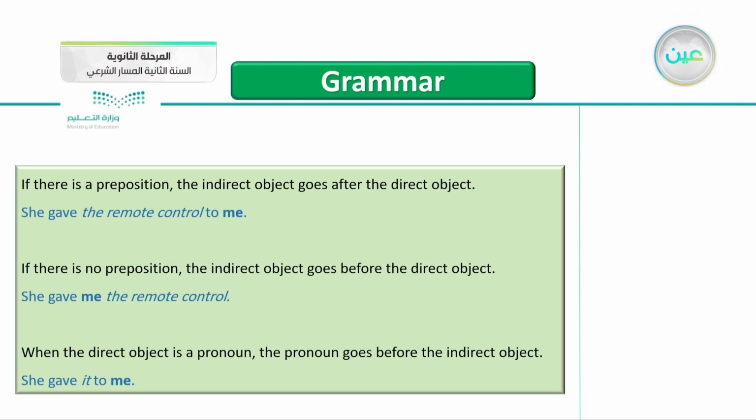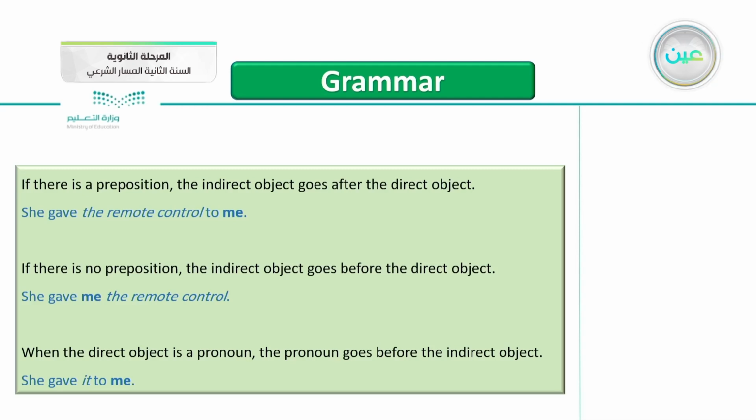Wherever there is no preposition, the indirect comes before the direct. She gave me the remote control. So "me" here is the indirect object, the remote control is the direct object. When the direct object is a pronoun, the pronoun goes before the indirect object.